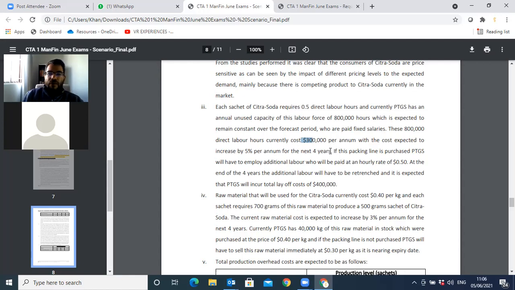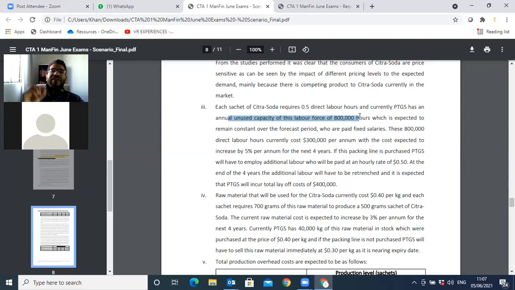Okay, so we must only take into account the extra labor. If you have a look, here there are two types of labor: current labor and extra labor. Currently PTG has an annual unused capacity of this labor force of 800,000 hours. As you can see, we don't take that into account, because whether we go ahead with the project or not, we're still going to have unused labor, and we are still paying them. So therefore, we will call it irrelevant.